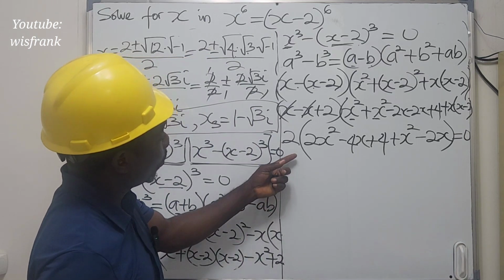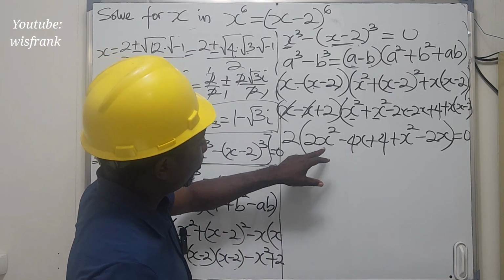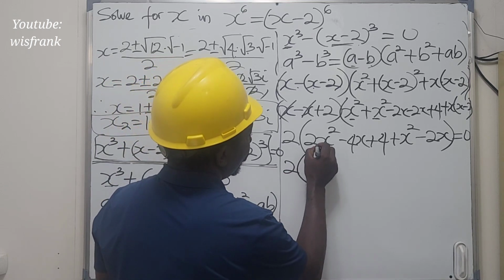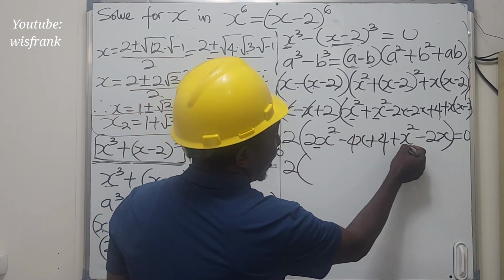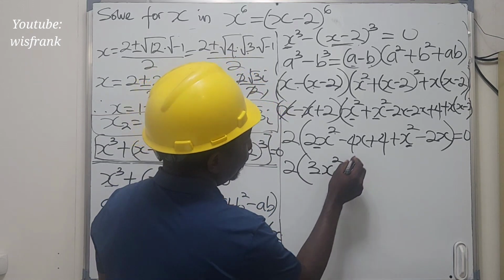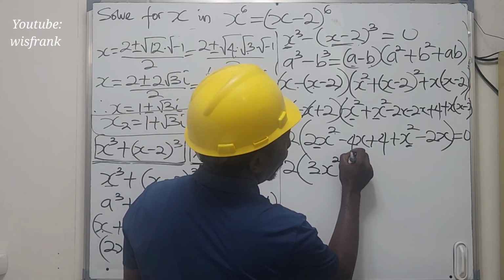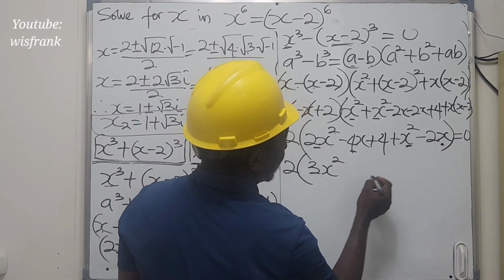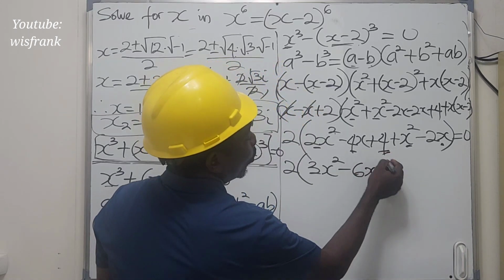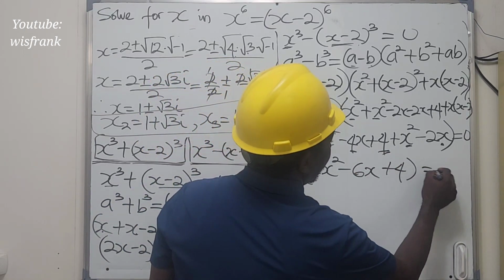So in this case, we can further simplify this. We have 2 into 2x to the power of 2 plus x to the power of 2 will give us 3x to the power of 2. We have the next one, minus 4x minus 2x here will give us minus 6x. So we are left with plus 4, all equals to 0.